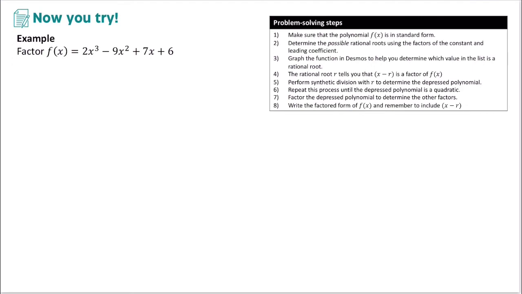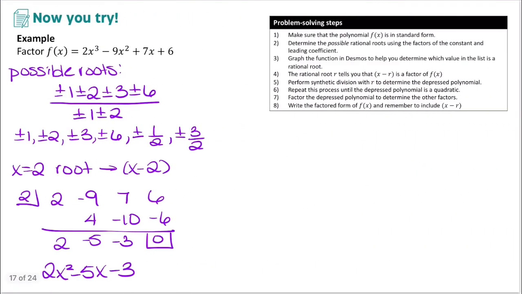Pause the video and try doing this example on your own. So here what I did is I started off listing out the possible roots, and then you can see here when I formed the fractions and reduced my list, this is the list of values that I got. So once again, I went to Desmos and I narrowed down this list a little bit. I found that x equals 2 is a root, which means that x minus 2 is a factor.